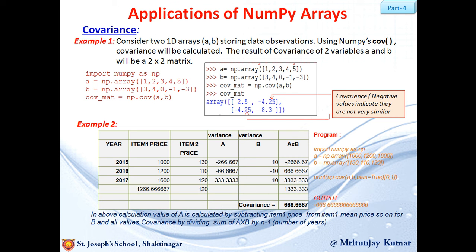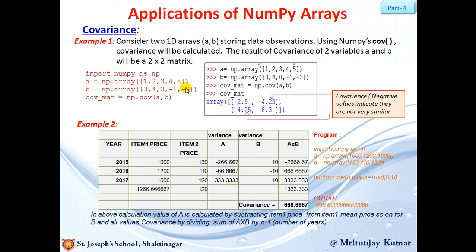Consider two 1D arrays A and B storing data observations or data sets. Using the NumPy cov function, the covariance will be calculated. The result for the two variables A and B will be a 2 by 2 matrix. So A is equal to np.array of 1 2 3 4 5, and B is equal to np.array of 3 4 0 minus 1 minus 3.